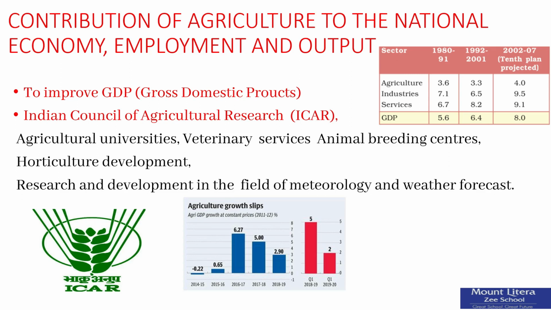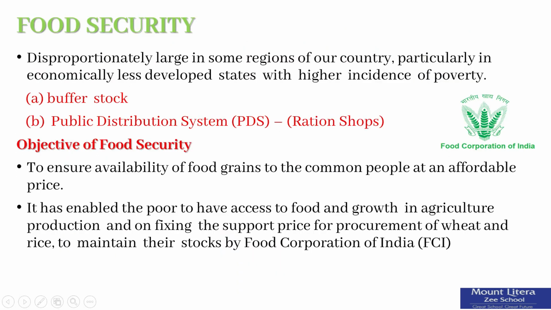Considering the importance of agriculture in India, the Government of India made concerted efforts to modernize agriculture. Establishment of the Indian Council of Agricultural Research, ICAR, agricultural universities, veterinary services and animal breeding centers, horticulture development, and research and development in the field of meteorology and weather forecast, etc. were given priority for improving Indian agriculture.